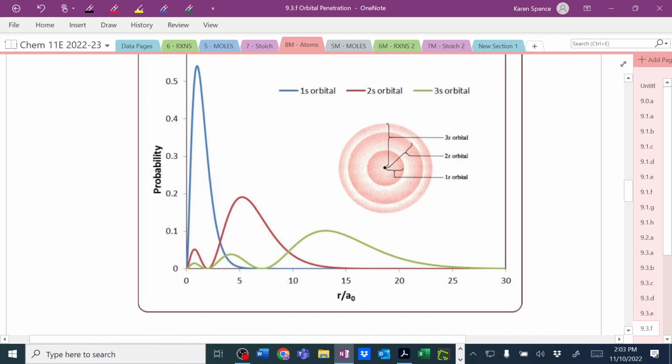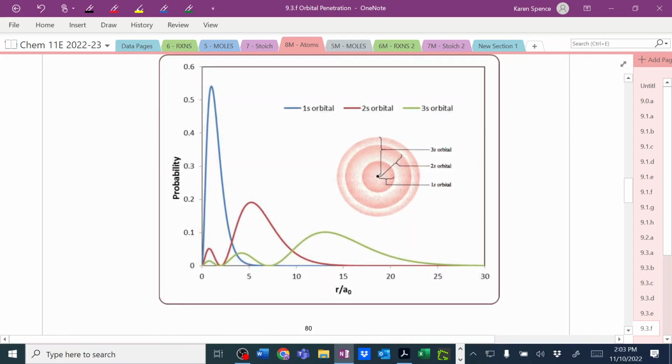So here we have a 1s orbital. This one is not colored on yours, so we can label them. This is the 1s. This is the 2s, and this is the 3s. So all of them have density very, very close to the nucleus, but the 1s obviously has more. The 2s has less, but still more than the 3s.